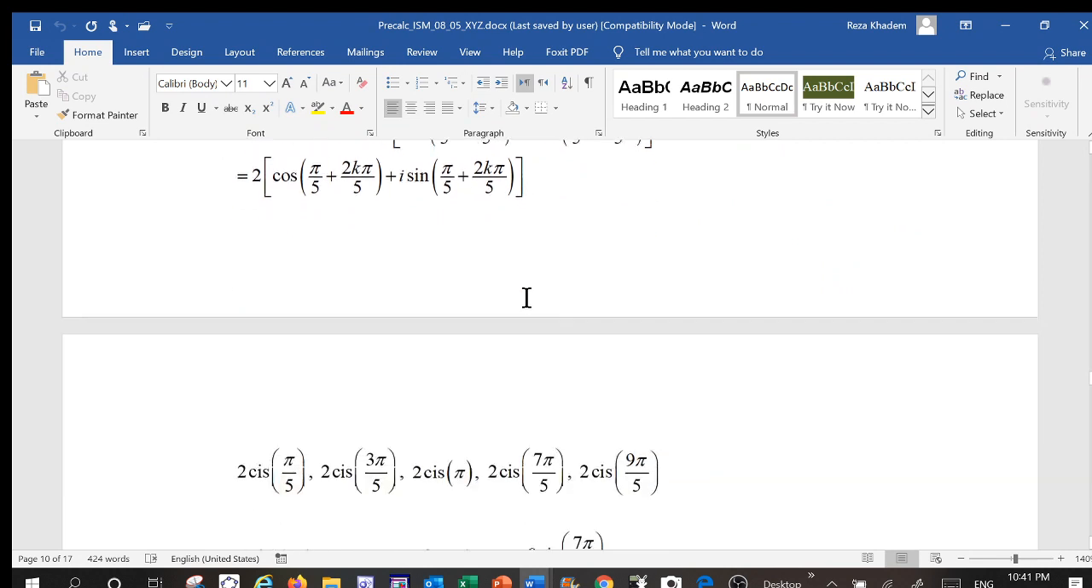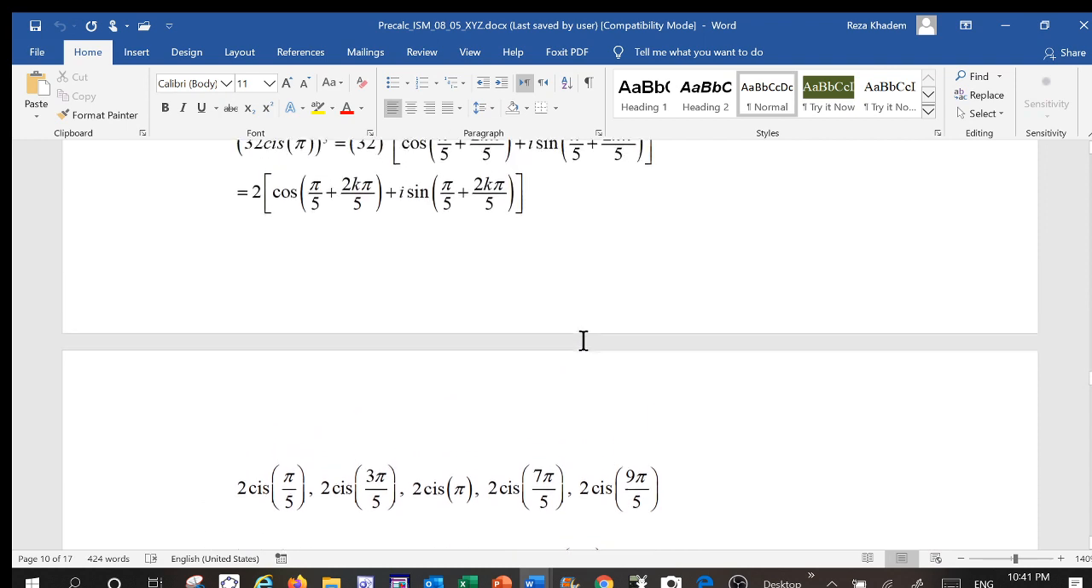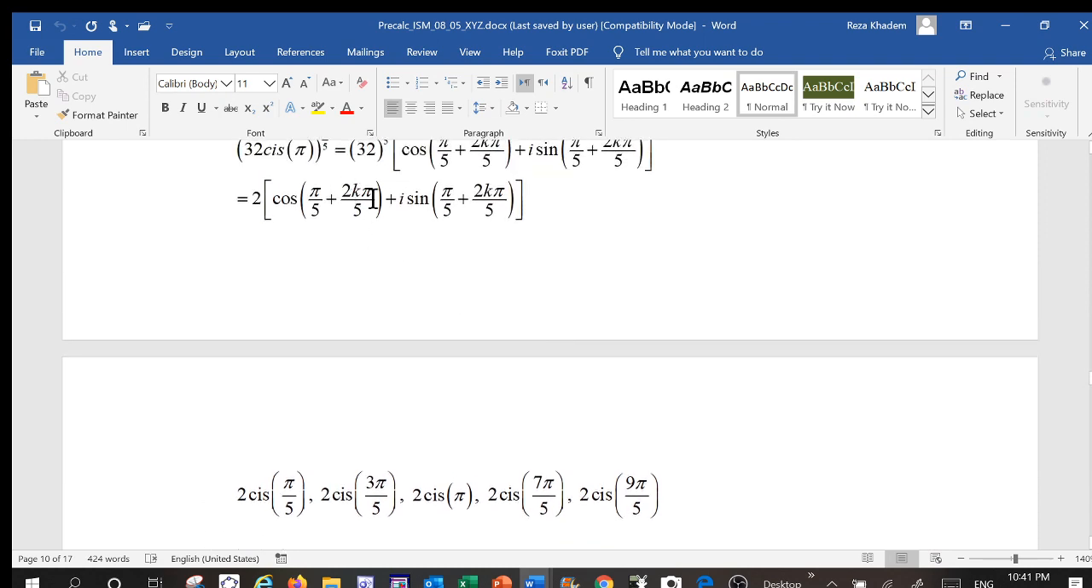So let's look at the 5 roots given right here. For example, if you put 0 for k here, this goes away, this goes away. So you get cosine pi over 5 and sine pi over 5. We just leave it as 2 cis pi over 5. And the second root, when k equals 1, would be pi over 5 plus 2 pi over 5, which is 3 pi over 5. So it would be cis 3 pi over 5. And then when k equals 2, that would be 4 pi over 5.